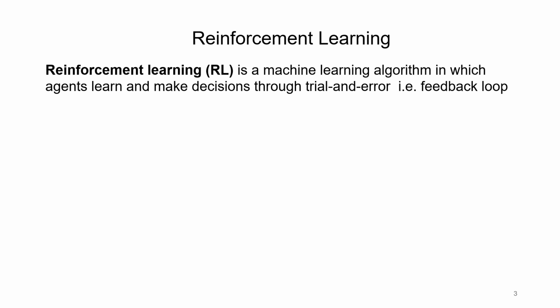Reinforcement learning is a machine learning algorithm. In this, machines, robots, and AI agents learn and make decisions through trial and error. A machine, robot or an AI agent performs actions, receives feedback and improves over time. The feedback loop has reward and penalty. Reinforcement learning learns optimal strategies from experience.